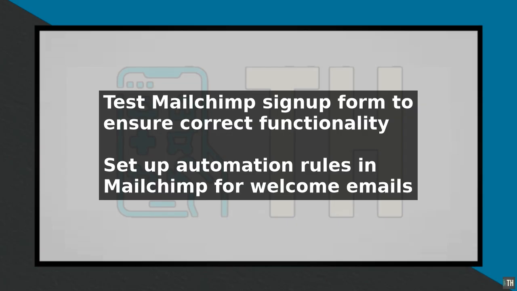Finally, make sure to test your email marketing campaigns to ensure they are working as expected. You can send test emails to yourself or others to check the formatting and content of your emails. By following these steps, you can easily connect Mailchimp to your Wix website and start building your email list and creating effective email marketing campaigns.